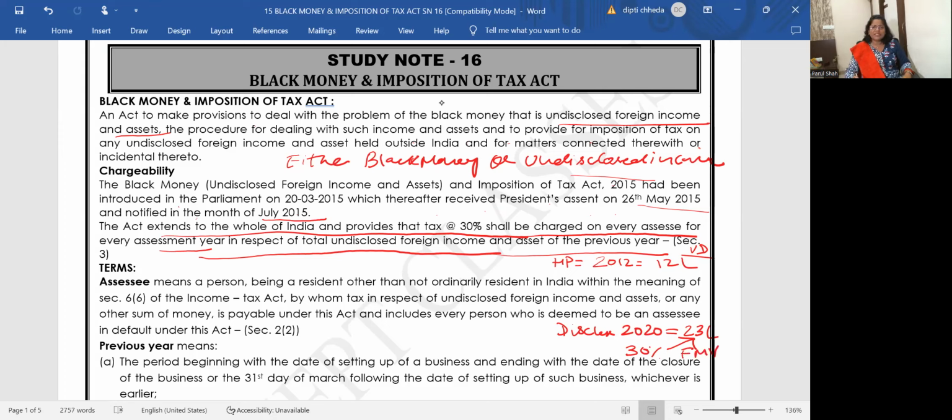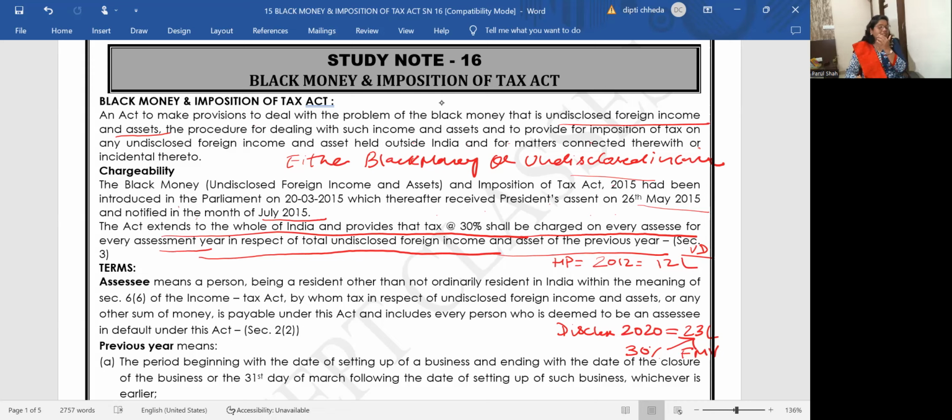Are you all noting down these extra things? Write this down also, the black money and all. Clear? Shall we start with the terms or definitions?